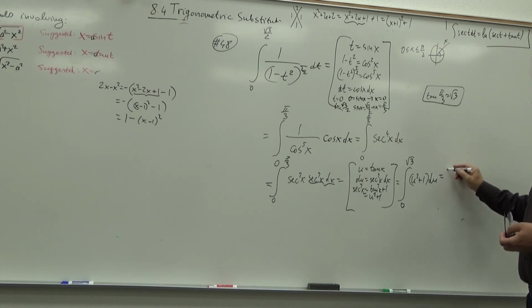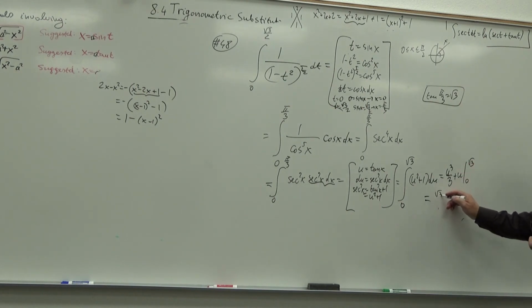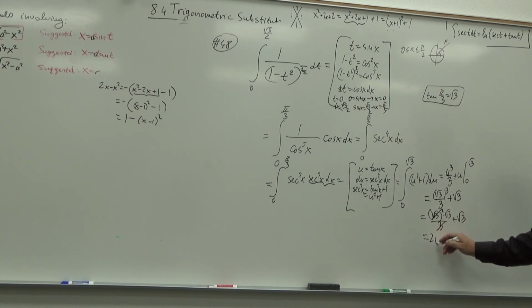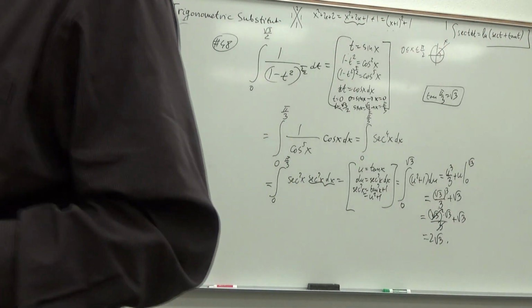And that's it. So this would be u cubed over 3 plus u between 0 and root 3. Of course, if I plug in 0, I get nothing. So when I plug in root 3, I get root 3 cubed over 3 plus root 3. Root 3 squared is 3, so that's root 3 over 3 times 3, which is root 3, plus root 3. So we get 2 root 3. And that's where we finish the day.